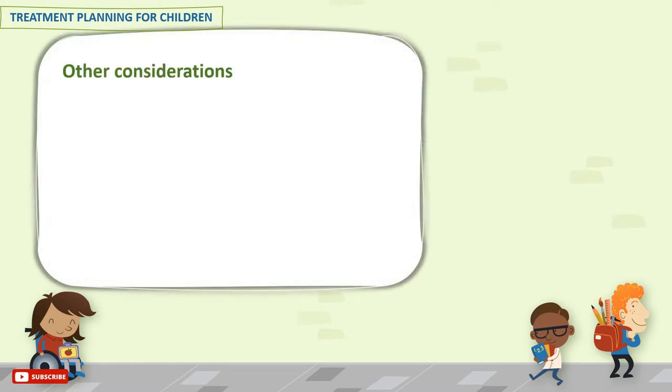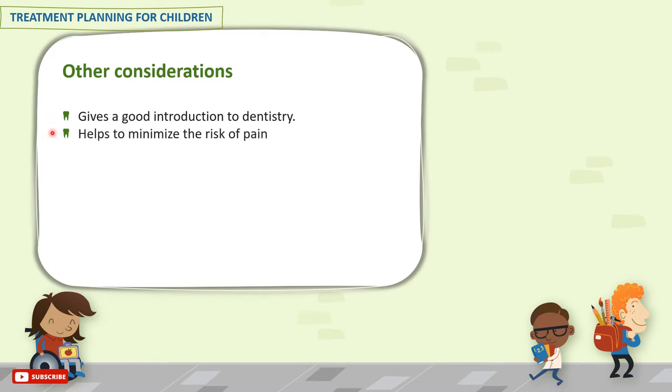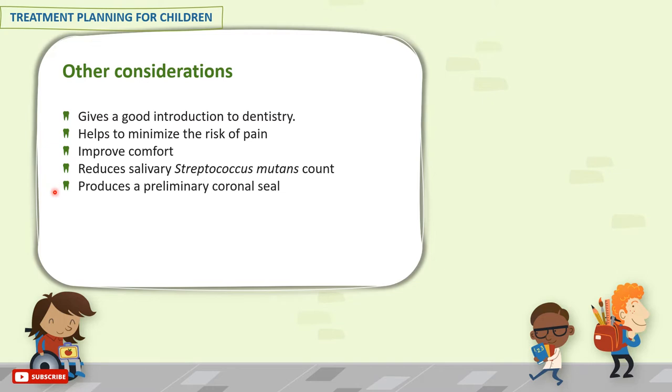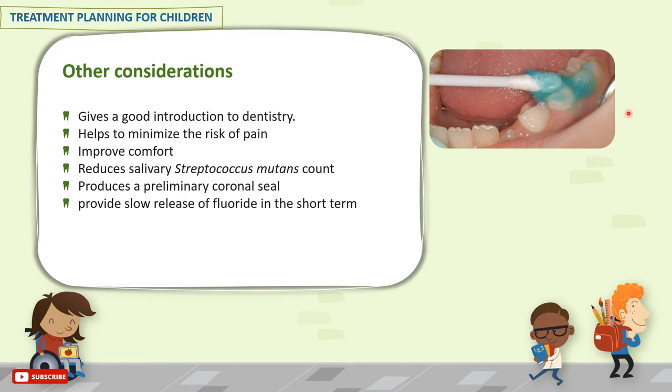Other considerations. Pain or evidence of infection may influence the order of the treatment plan. Temporization using hand excavation and dressing of open cavities at the start of the treatment gives a good introduction to dentistry, helps to minimize the risk of pain before treatment is completed, improves comfort during brushing and eating, reduces salivary Streptococcus mutans count, and produces a preliminary coronal seal, enhancing the chances of pulpal recovery and survival. It may provide slow release of fluoride in the short term if a glass ionomer cement is used.